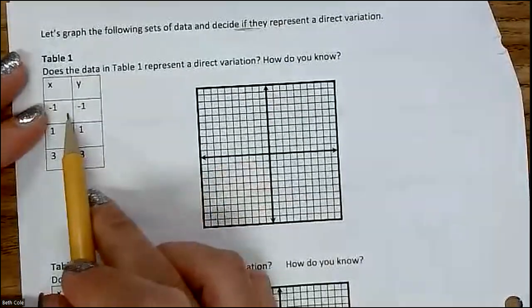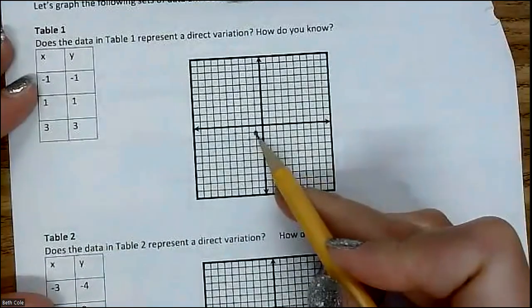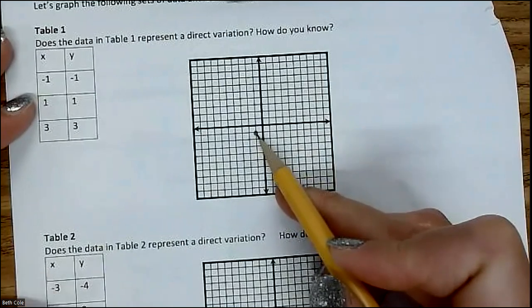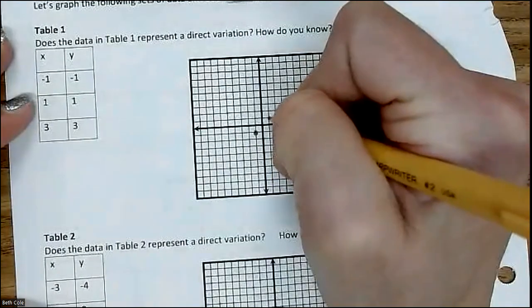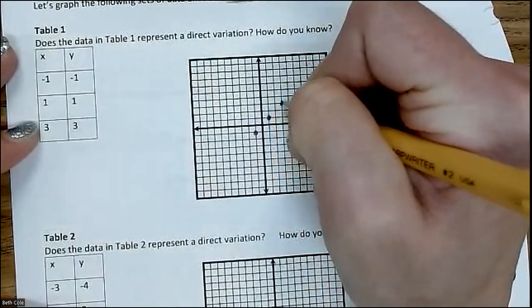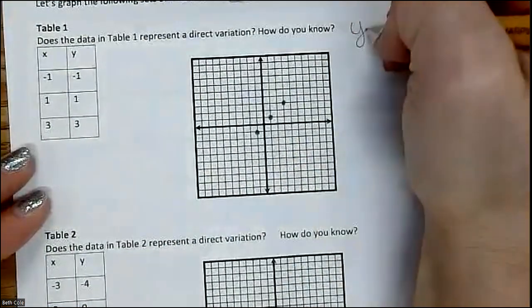So let's plot these points. -1, -1 would be right here. And again, you're going to have to look. I don't have a better explanation than look, it's that point right there. We have 1, 1, and then 3, 3. Okay, so hold on, give everyone a second. This one is a yes.